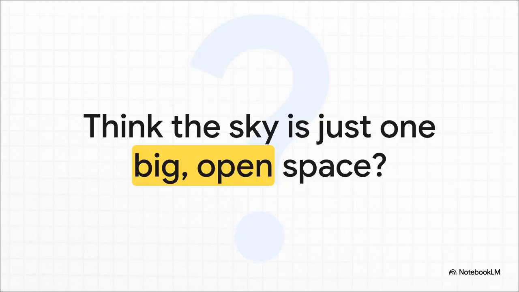It's so easy to just look up and see this huge open blue expanse, right? But for a pilot, it is a completely different world. That space that looks so empty to us is actually jam-packed with invisible highways and intersections and zones, all of it designed so carefully to prevent total chaos up there.